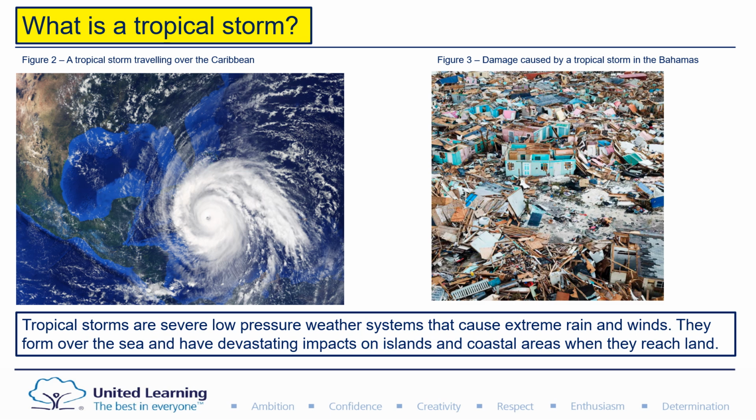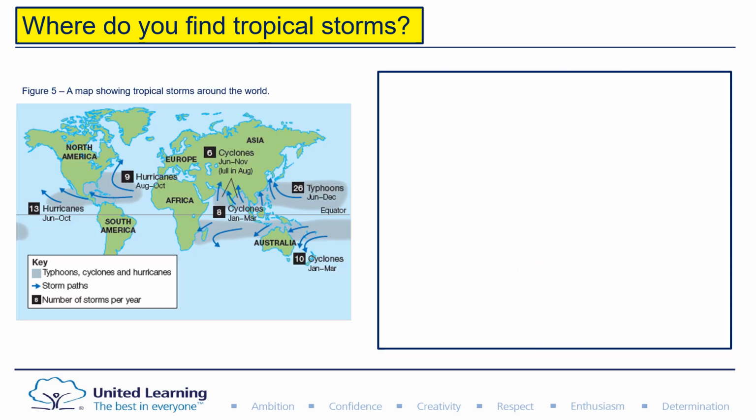So figure 3 also shows you the damage these tropical storms can cause. They bring with them strong winds, storm surges and heavy rainfall. Tropical storms are severe low pressure weather systems that cause extreme weather, and they form over the sea and have devastating impacts on islands and coastal areas when they reach land. So where on earth do we find these tropical storms?